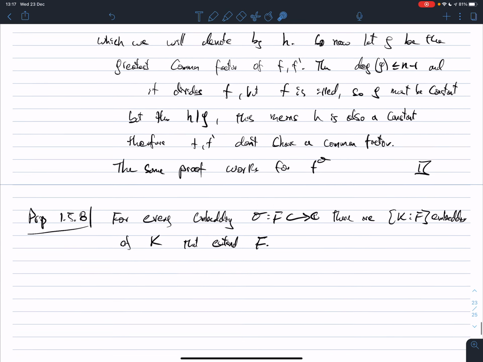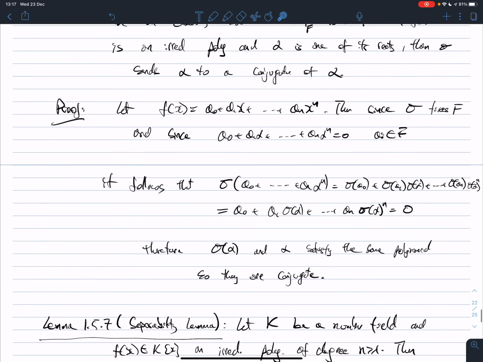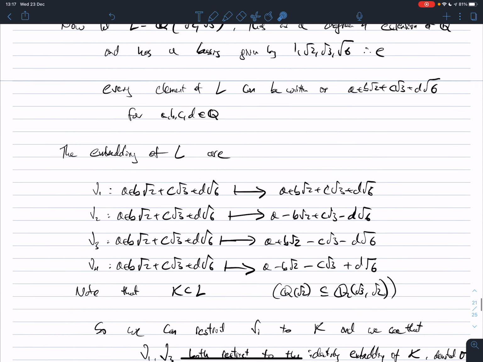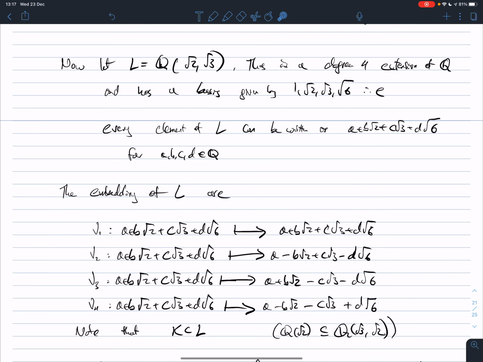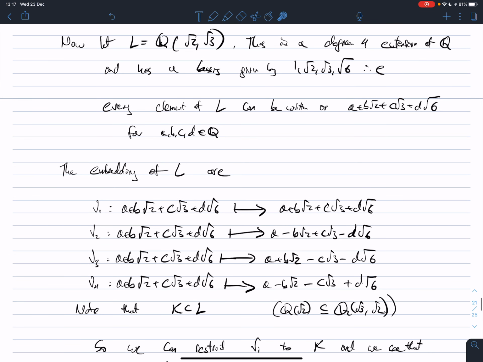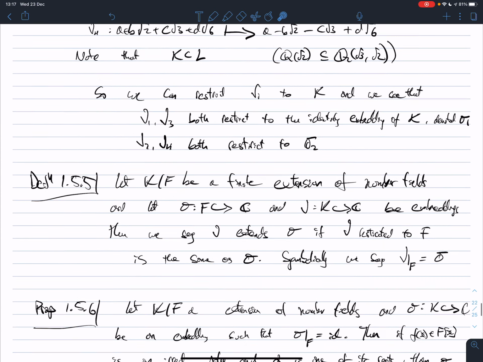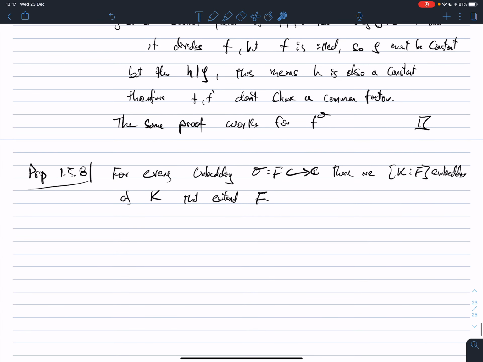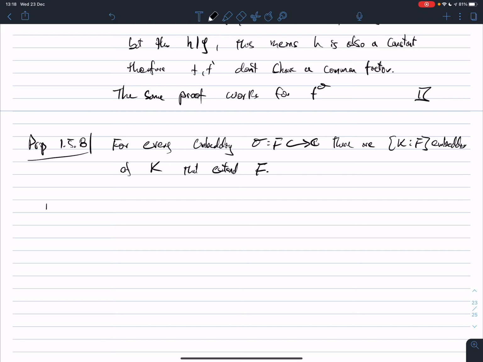If you come back to the example we had way up here, I had my field L, which is degree 4, and inside it my K, which is Q root 2. This is telling me that the number of ways of extending embeddings from K into L is the index of K in L, which is degree 4 divided by degree 2, so 2. So this is how many ways you can extend an embedding: once you have an embedding of your smaller field, how many ways can you turn it into an embedding of the bigger field?